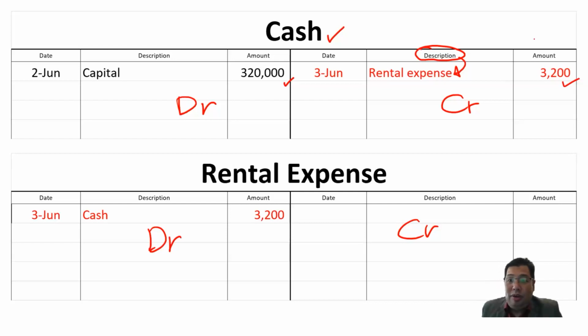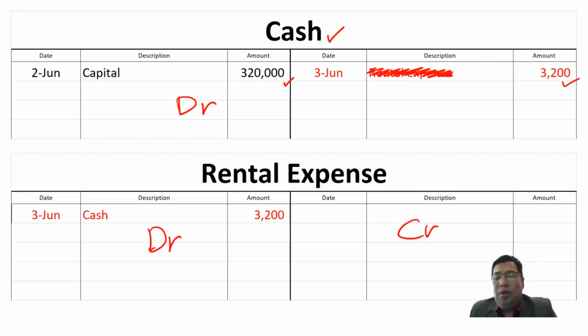If I don't put this item here, rental expense, do you know what this payment is for? You will know what the payment is for, right? You cannot put cash here. If you put cash here, it doesn't help you to understand what the 3,200 is for.